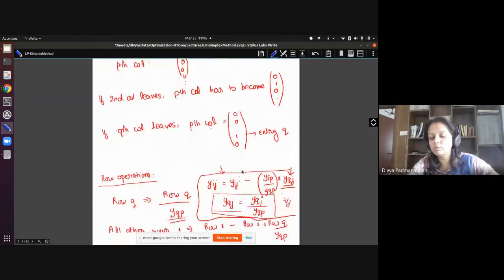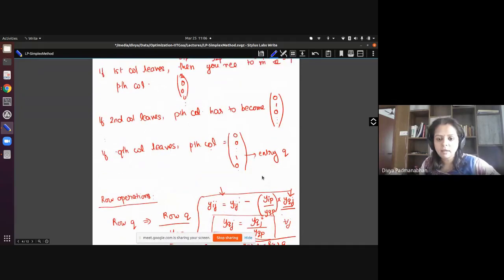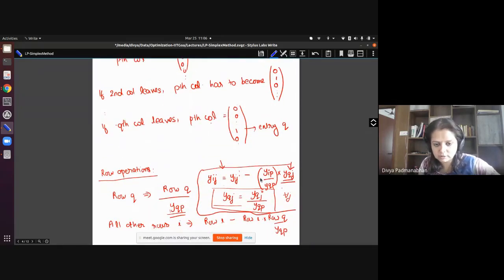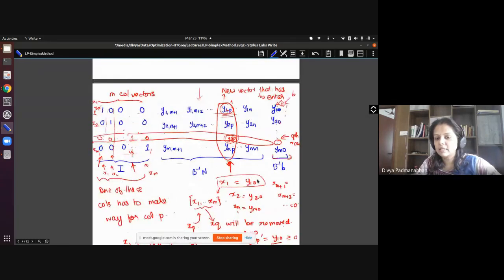Okay, so I just didn't go over these row operations because it's just a matter of notations. You're trying to transform that column into some permutation of 1, 0, 0, to have exactly one of these entries transformed to one. Okay, so if xq is the one that's leaving the basis, then this is going to get transformed into a form where only this yqp has to become a one, and everything else below it has to become zero.